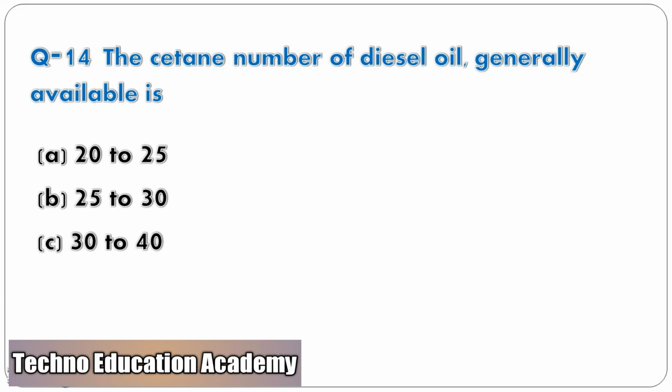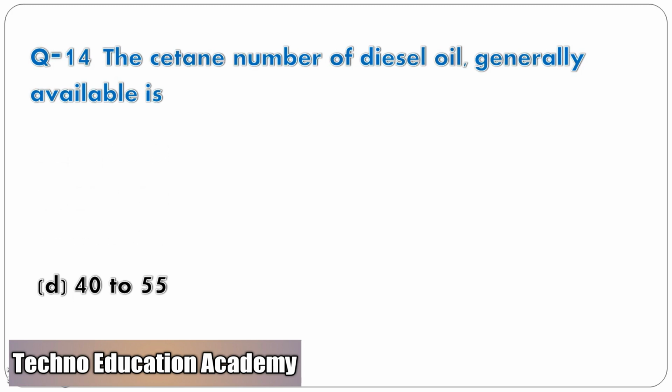Question number 14. The cetane number of diesel oil generally available is: option A, 20 to 25; option B, 25 to 30; option C, 30 to 40; option D, 40 to 55. So the right answer is option D, 40 to 55. The cetane number of diesel oil generally available is 40 to 55.